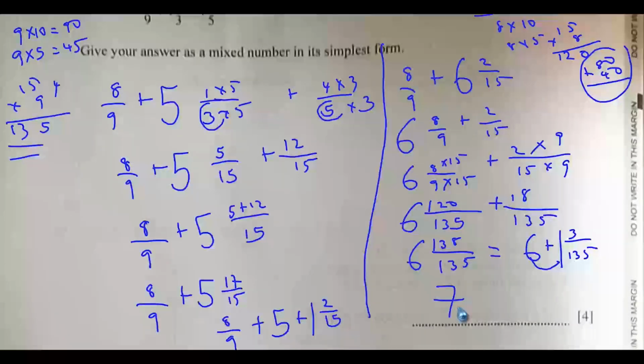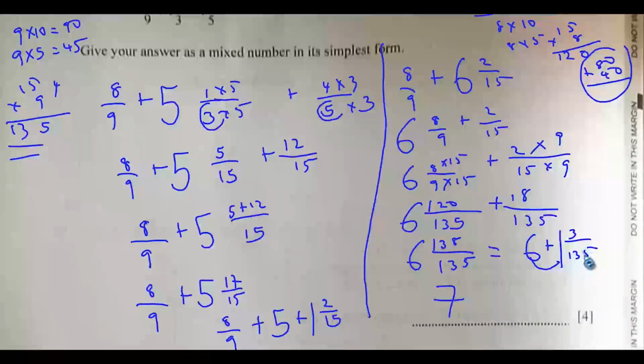Now before you write 3 over 135, let's see if 3 can divide 135. From your rule of divisibility of 3, a number is divisible by 3 if the sum of the digits is divisible by 3. So what is the sum of 135? That will be 1 add 3, that is 4, 4 add 5, 9. So 9 is divisible by 3. That means 135 is divisible by 3.